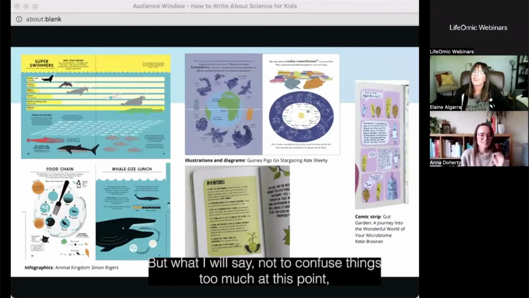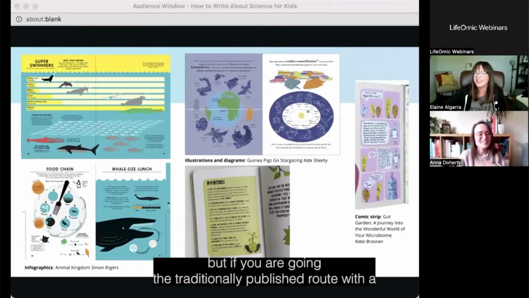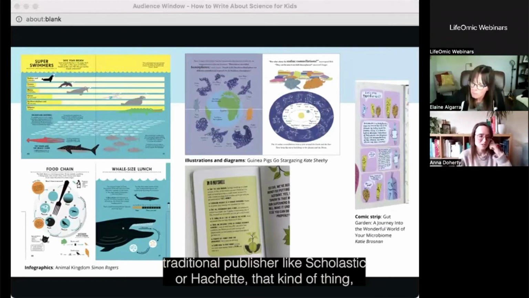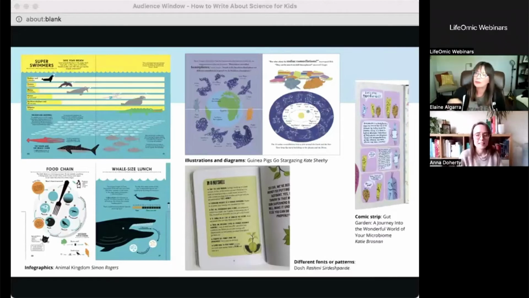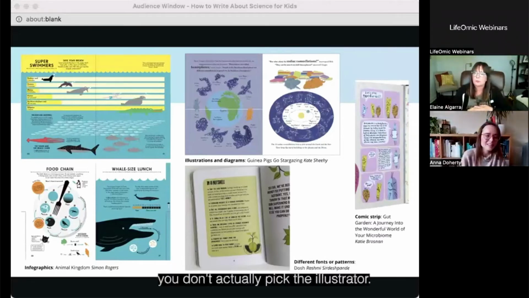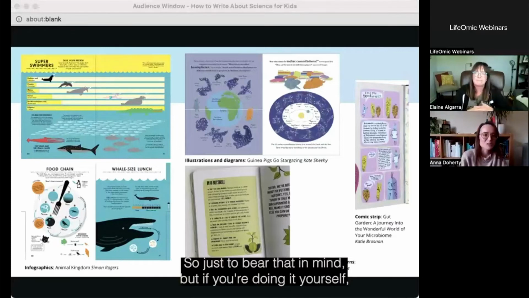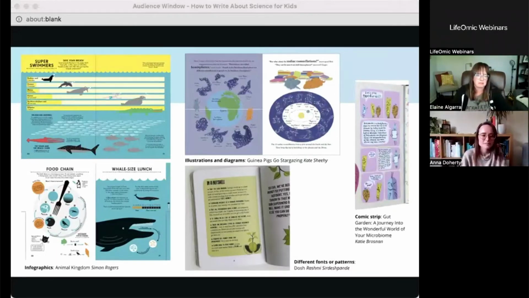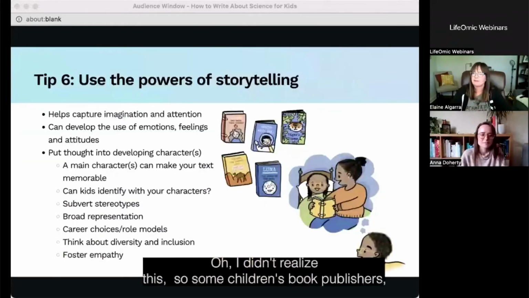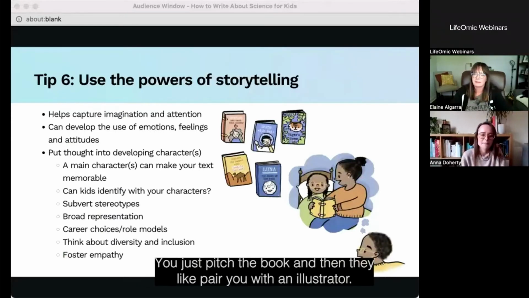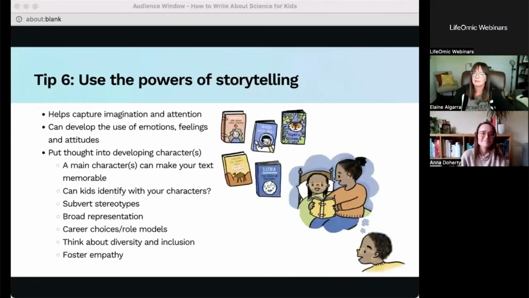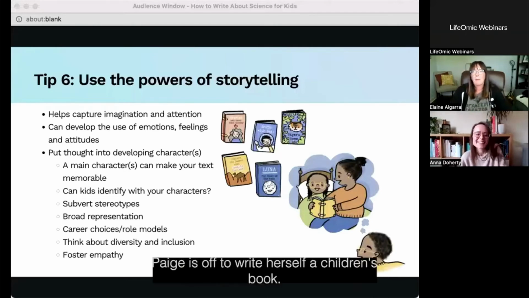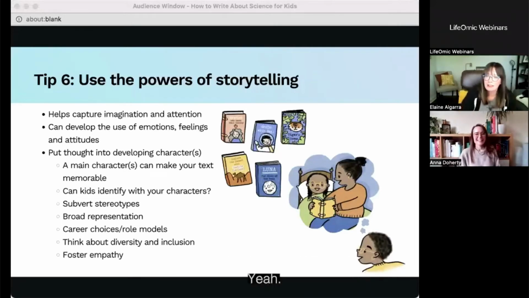But what I will say, not to confuse things too much at this point, is that if you are going the traditionally published route with a traditional publisher like Scholastic or Hachette, you don't actually pick the illustrator, they pick one for you. So just bear that in mind. But if you're doing it yourself, then you can just go find someone who's happy to do it with you. Oh, I didn't realize that with children's book publishers, you just pitch the book and then they pair you with an illustrator. Yeah, it's kind of strange. Paige has to write herself a children's book now.